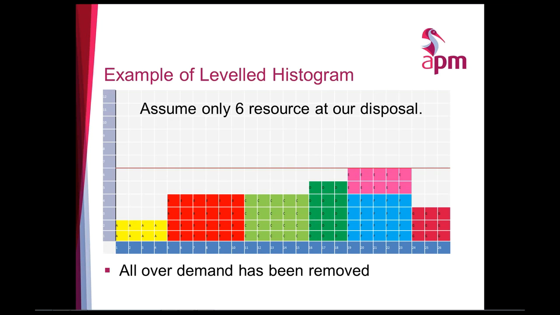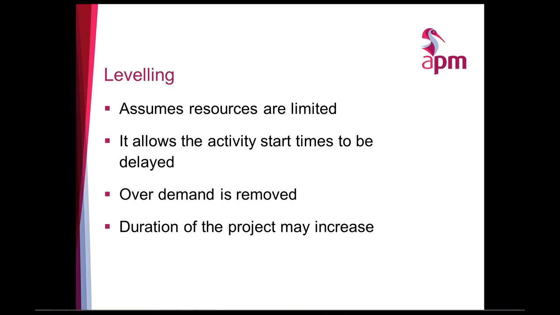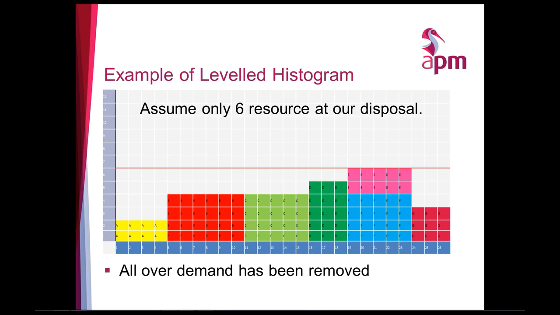So this is an example of the same project where we've limited the resources to 6, and we've actually used leveling this time. And you can see that no activity or no day has more than the 6 resources. However, the end date is now day 26 instead of previously, I'll scroll backwards, it was day 18. Okay? So you can see now that it's pushed it out. However, we've solved all the resourcing issues and we've removed any over demand.